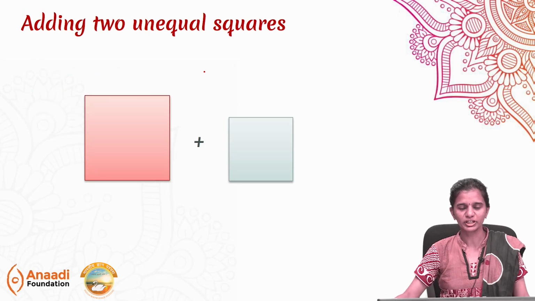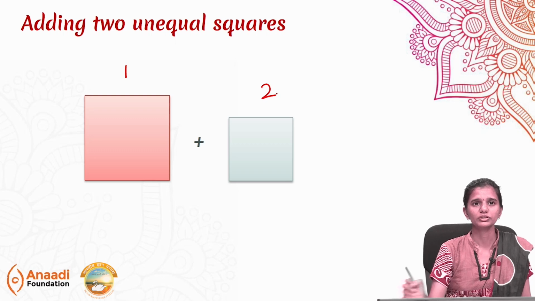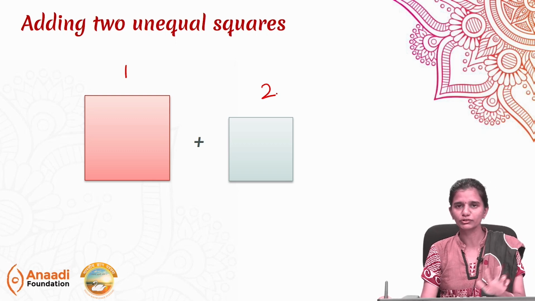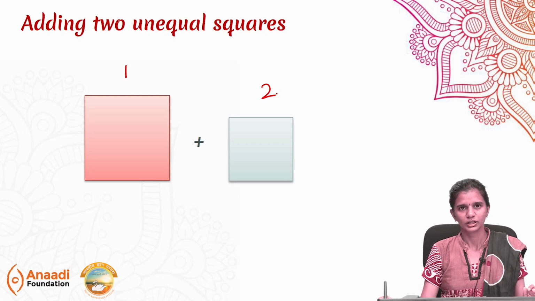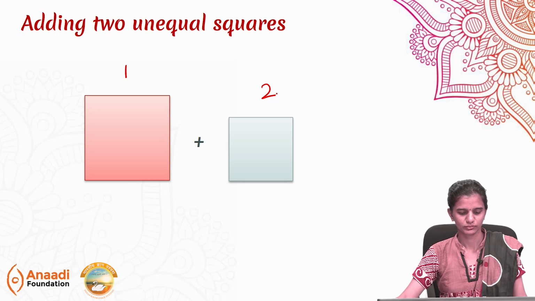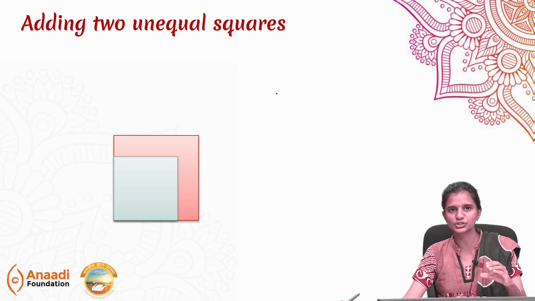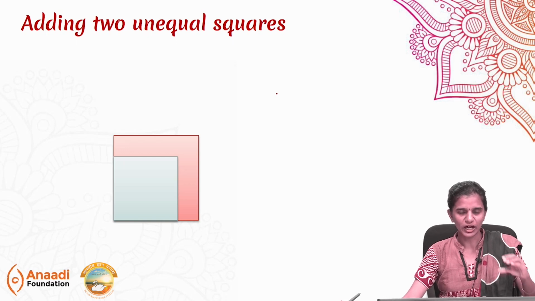Let us say we have these two square cuts which are different from each other in size. You can see it, right? Now, we shall see how to add them together. What do we do for that? First, place the smaller square over the larger square like this.